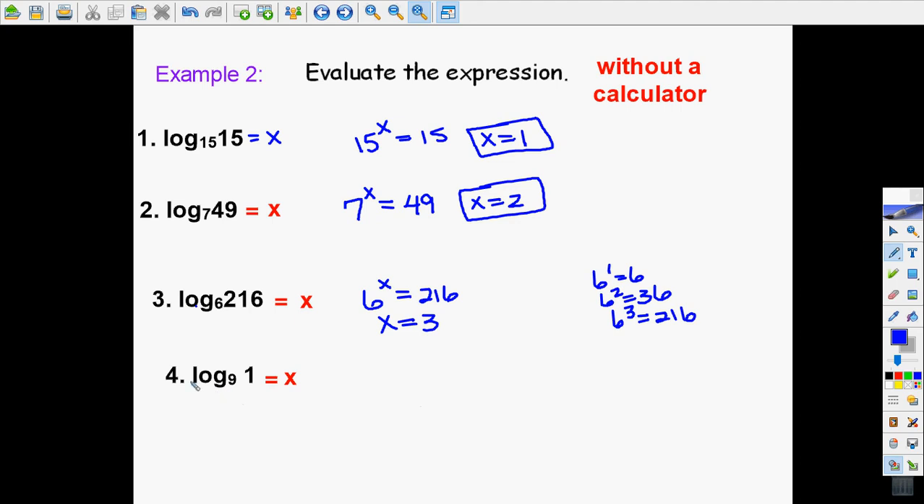Then we're going to do this one. So write down on your paper log base 9 of 1 equals x. We're going to have base 9, x power equals 1. Well, the only way to go from a number back down to 1 is when the exponent is 0.